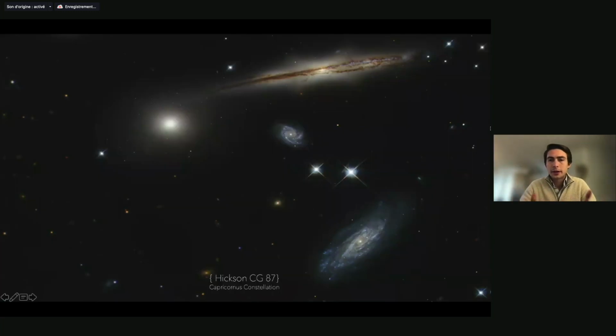I'm an observer, and I love these kind of images. This is a wonderful picture of the Hickson Compact Group 87, and it shows all of our main players in this story today. We have our star-forming galaxies, we have our quiescent galaxies, and we have our dust lanes and our dust obscuration. These are what we're going to be talking about today.